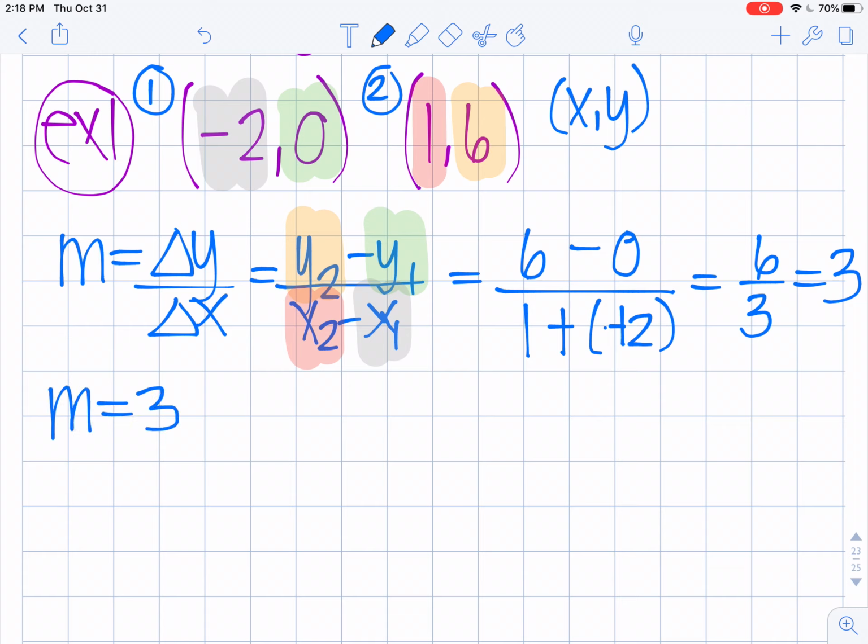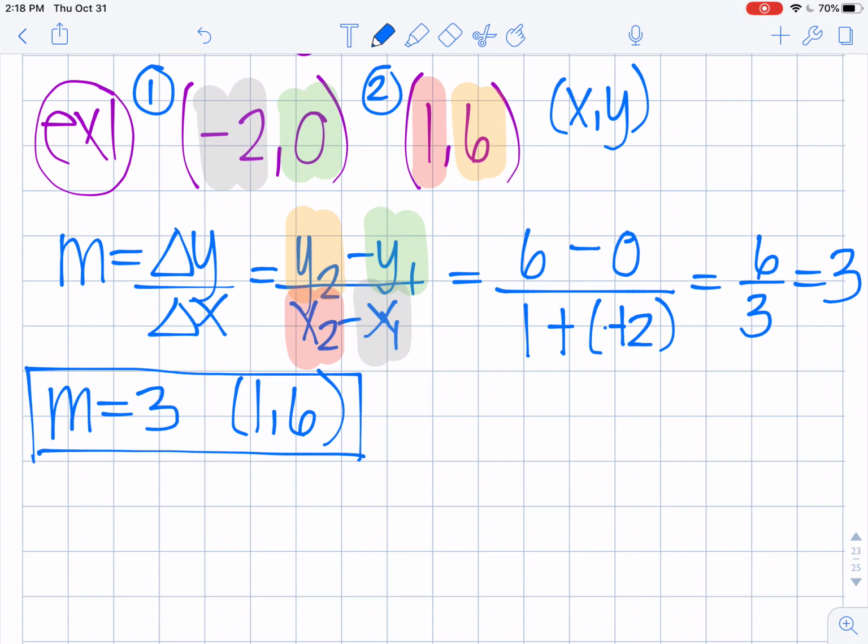And now I'm going to choose a point. It doesn't really matter which point I choose, so I'm going to choose the point 1, 6. And I'm going to use this information to write an equation in point-slope form. So my point-slope says y minus y1 equals m times x minus x1.